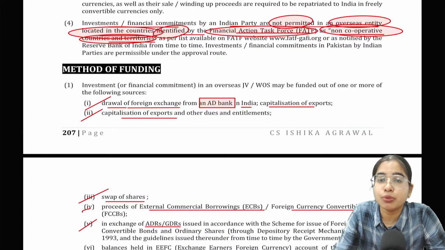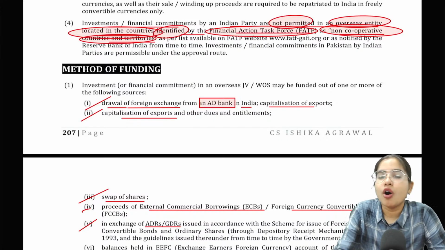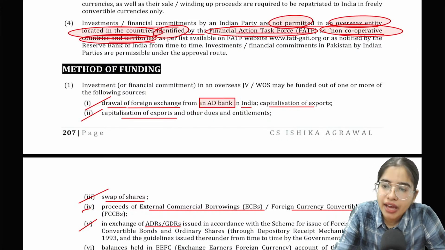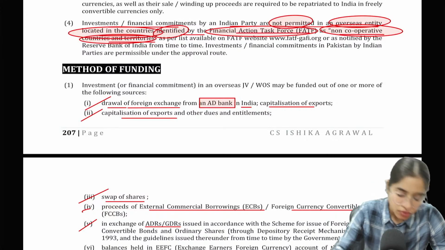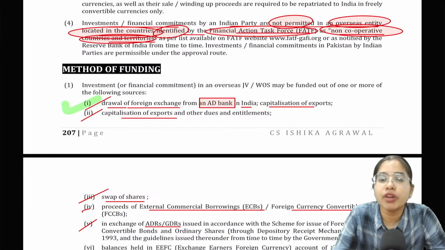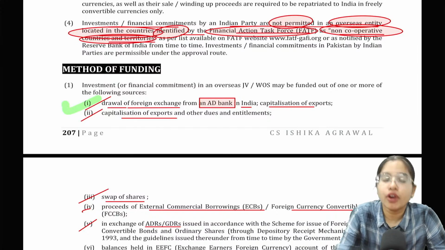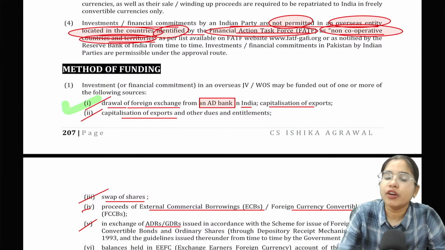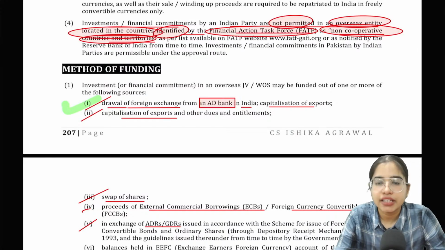Basically that money has to be transferred through an AD Category 1 bank. So from where will you bring US dollars? Number one, you can withdraw the US dollar from the AD Category 1 bank. So the number one source of finance is that you can draw the foreign exchange. Foreign exchange means foreign money. So you can draw the foreign exchange, let's take the example of US dollar, from the AD Category 1 bank.